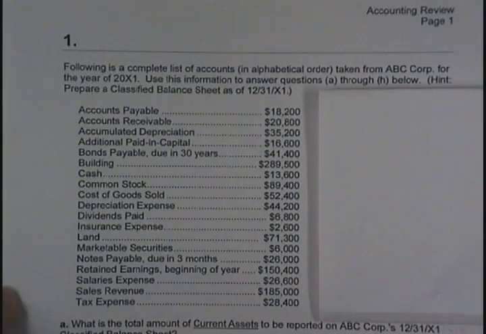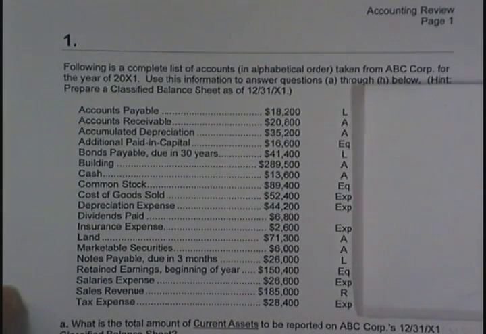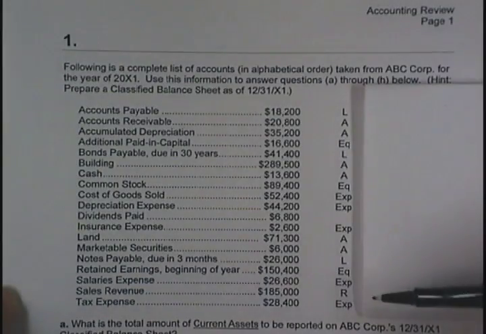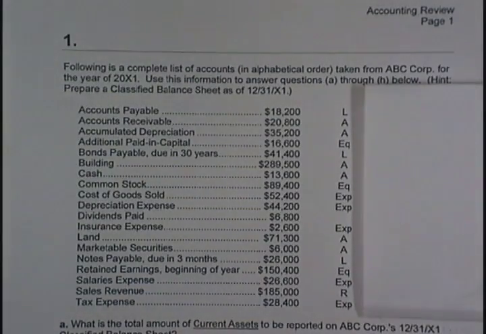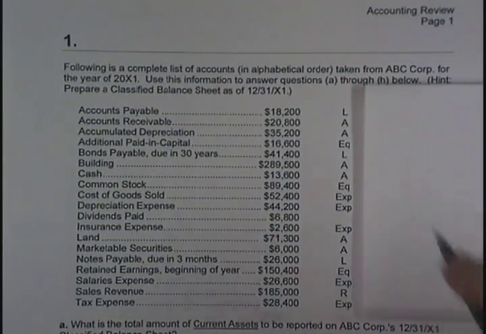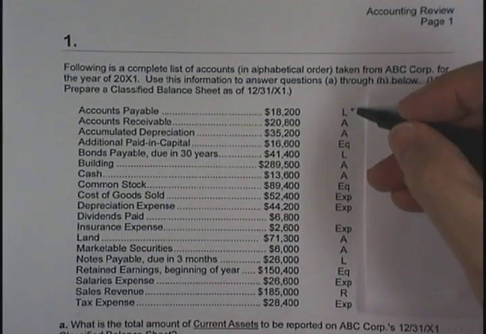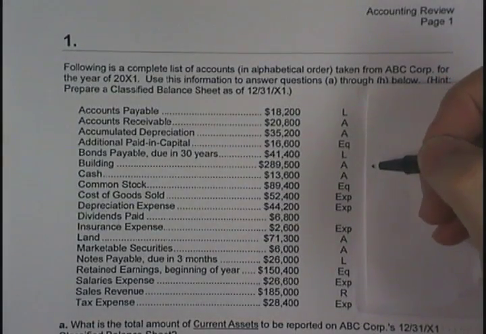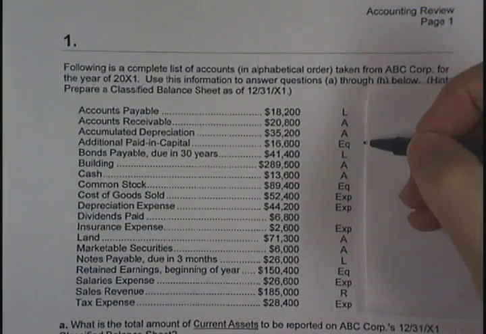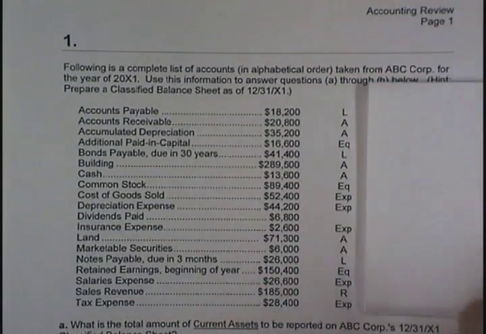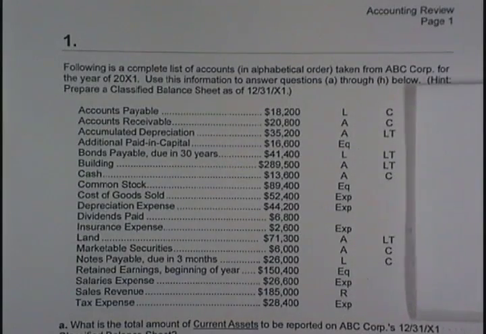So classify the accounts whether they're an asset, liability, equity, revenue, or expense, which I have done here, and then we would know which ones go on the balance sheet and which ones belong on the income statement. Then, for the asset and liability accounts, since we're asked about current assets and current liabilities down in the problems, I thought we might want to classify those as current or long-term.